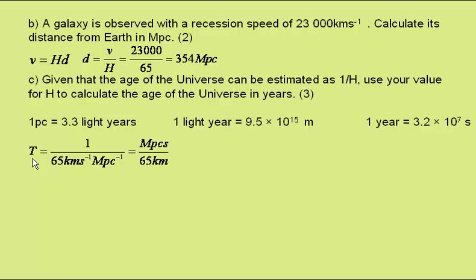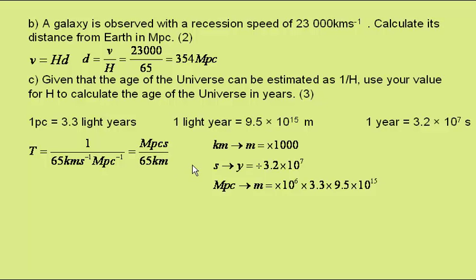So we know that the time is equal to 1 over our Hubble constant of 65 kilometers per second per megaparsec. Now this, in terms of the units, the negative power means it's on the wrong side of the line. So this is effectively 65 kilometers with seconds on the top, and this megaparsec should be on the top. So what I've done here is just placed the units in their correct places, so we have the megaparsecs and the seconds on the top, and the kilometers on the bottom.